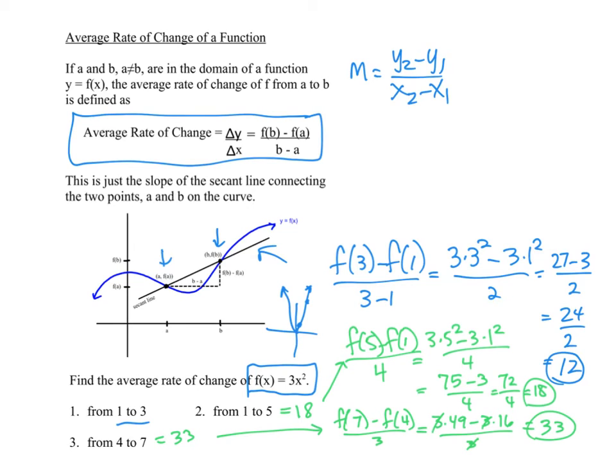When you do f of 7, we know it's 3 times 7 squared minus f of 4, which is 3 times 4 squared, all divided by 7 minus 4, which is 3. Those 3's cancel, so it's just 49 minus 16, and the answer is 33. And you can see, we saw what this graph looked like. It's getting even steeper as you get further from 0.